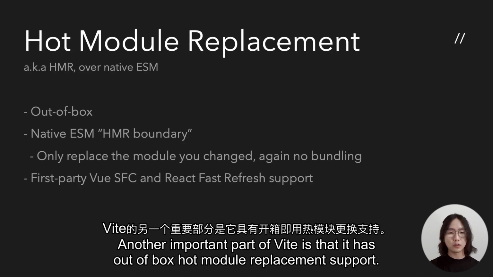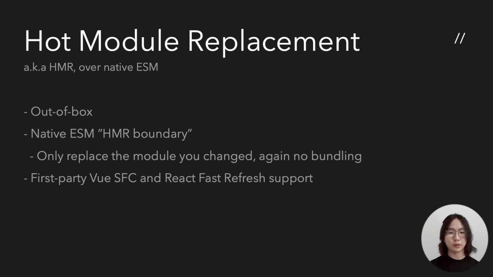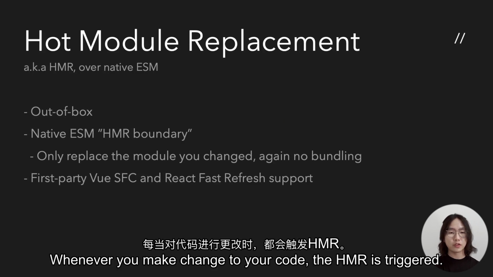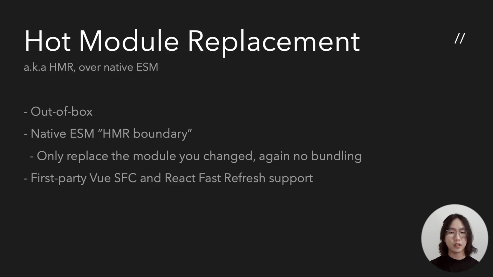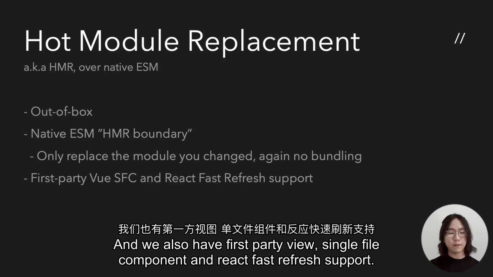Another important part of Vite is that it has out-of-box hot module replacement support. Whenever you make a change to your code, the HMR is triggered, and it's smart enough to know which modules would be affected by the changes and replace them efficiently. And we also have first-party Vue single-file component and React fast refresh support.